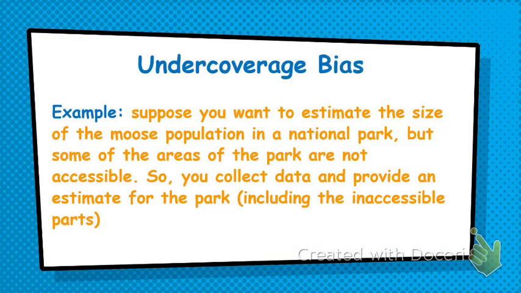So here's an example of what undercoverage bias is. Suppose you want to estimate the size of a moose population in a national park, but there are some areas that are maybe closed off or blocked off, or it's a super long hike or something like that. So you collect data and provide an estimate for the entire park, including the ones that you didn't actually access. That would be considered undercoverage bias. You're excluding part of the population with that.